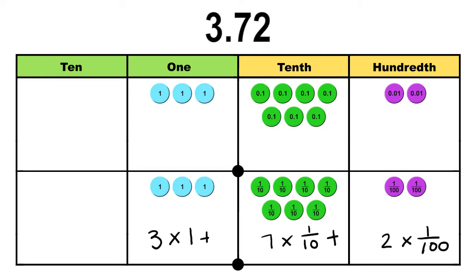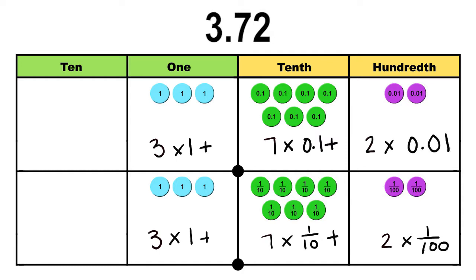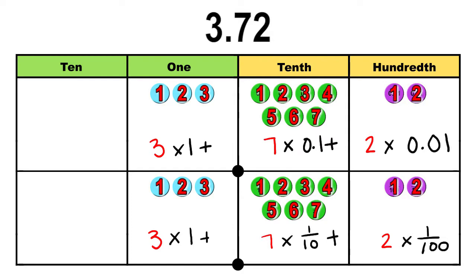Now we can add all the pairs of factors together to make 3 72/100. The expanded form can also be written using decimals: 3 times 1 plus 7 times 1/10 plus 2 times 1/100. The first factor in each place value pair is the number of iterations of that place value, and the second factor in each place value pair is the unit size.